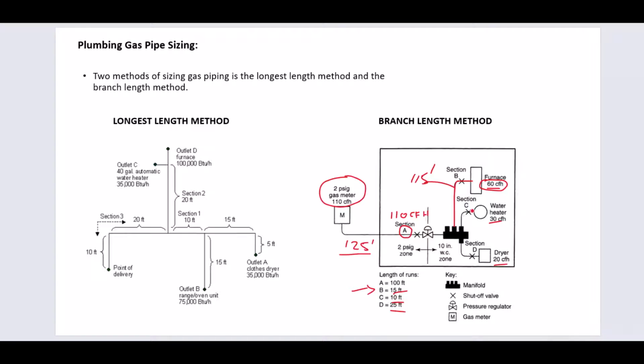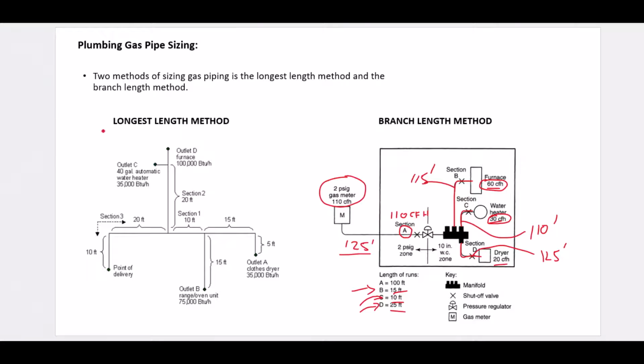For section C here, we would use the distance for C, which is 10, plus the A, which is 100, so we would use 110 feet with a 30 CFH volume flow through that 110 feet of pipe to size that section C. And you would do the same for section D, which is 25 feet, plus the 100 feet for A, that would be 125 feet, with 20 CFH going through that section to size the pipe in section D.